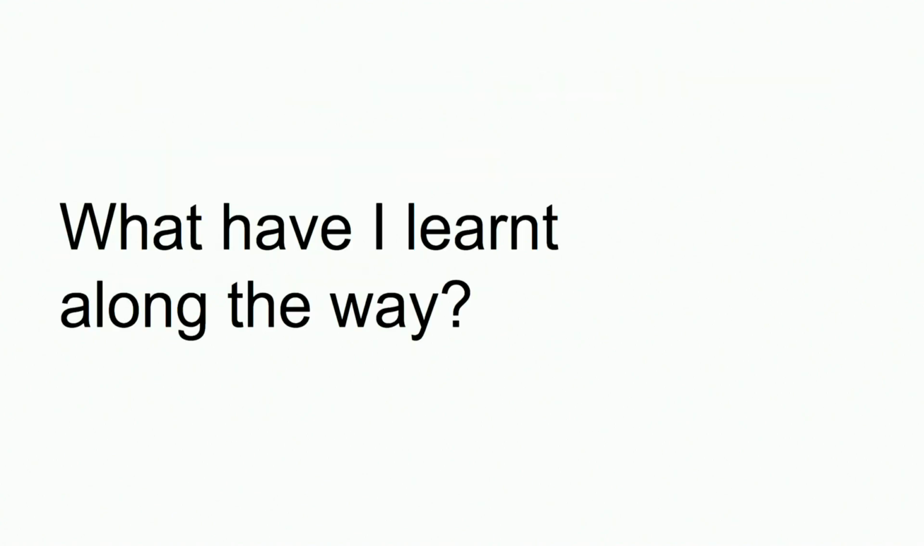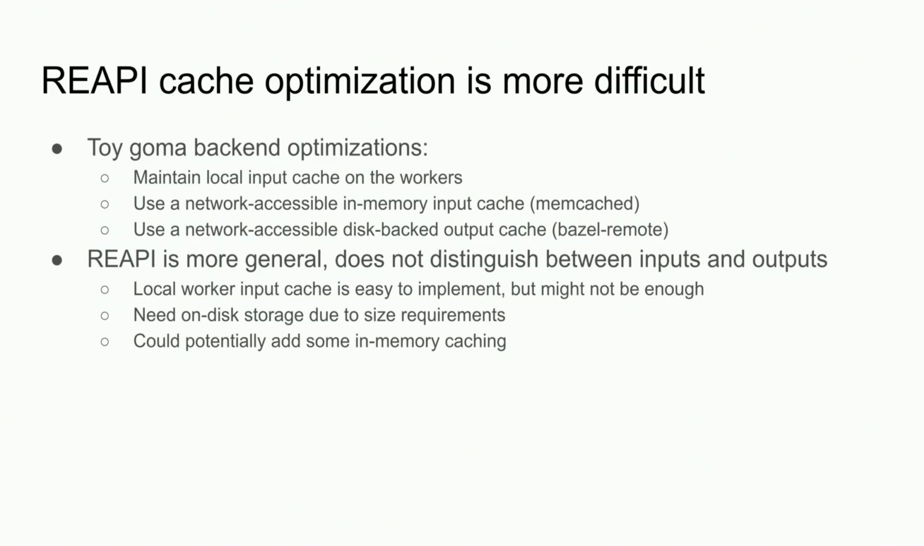So what have I learned along the way? Well, first of all, I learned that cache optimization is really difficult. In the Goma build, there's this inherent separation between input files and output files. And since we're only dealing with compiler jobs with Goma, this is fine. The output of a compiler is never used as the input for a compiler if you're discounting linking. On the other hand, REAPI is more general, and maybe that's more extensible in the future, but it's not something I can use at the moment.